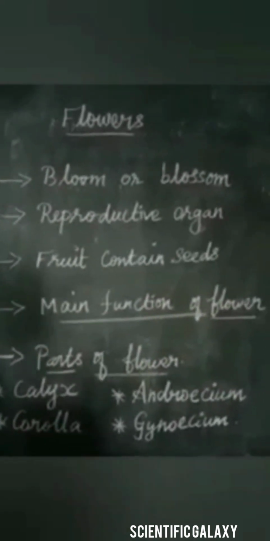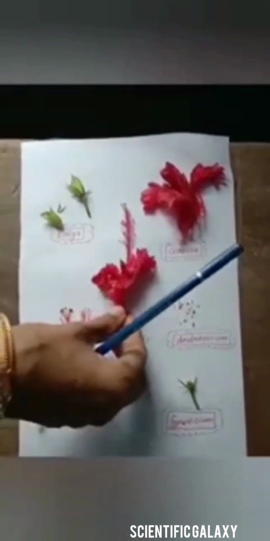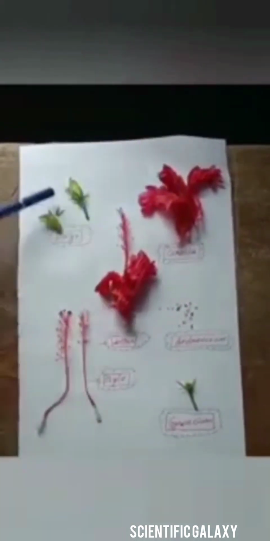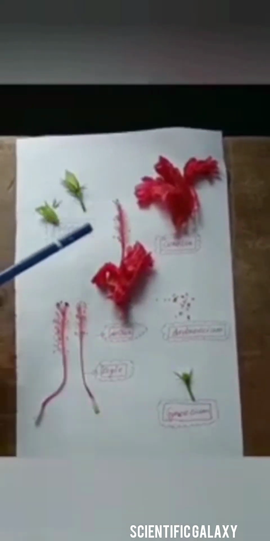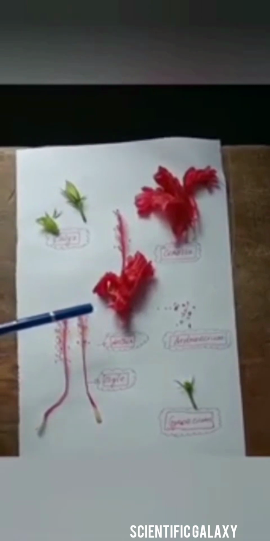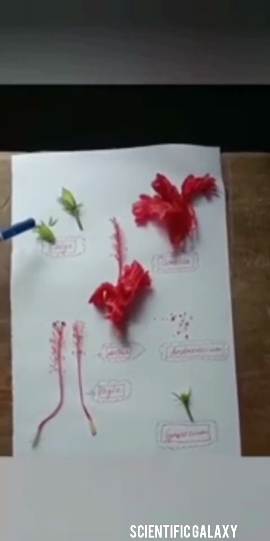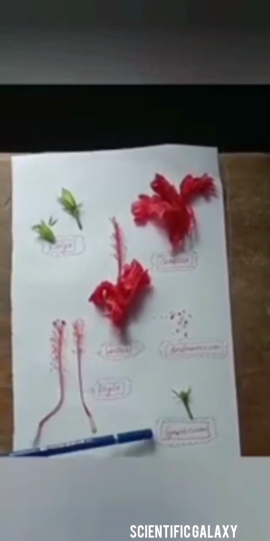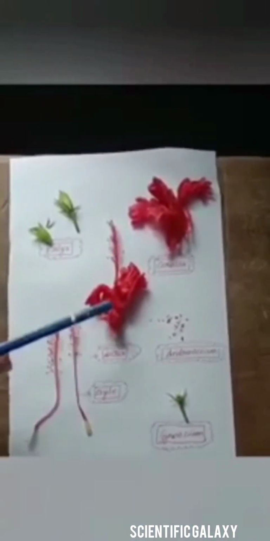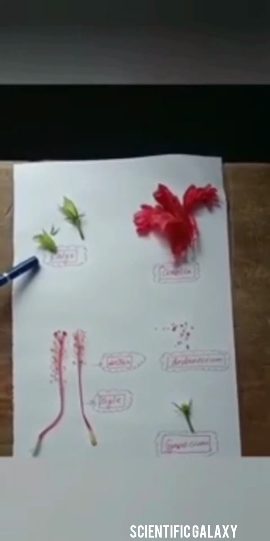So see students, this is a flower, whole flower. These are all the parts of the flower. Okay, these are all the parts of the flower. A typical angiospermic flower consists of four whorls: calyx, corolla, androecium, and gynoecium. Okay, the first one is the calyx. Calyx is the outermost whorl, right? It is composed of leaf-like green sepals.